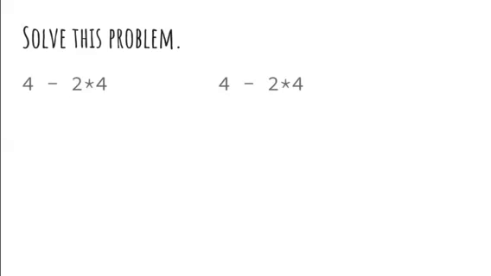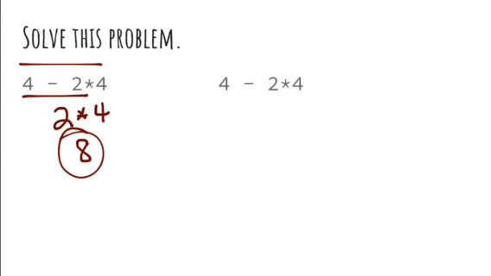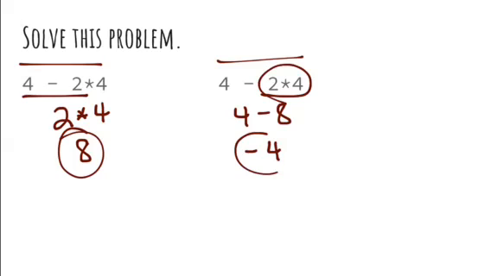All right, so it's the same problem twice. On this side here, we're going to do 4 minus 2, which is 2. 2 times 4 gives me 8. We're going to do that same problem over here, but first things first, I'm going to do 2 times 4, which is 8. Then I've got 4 minus 8, and 4 minus 8 is negative 4.